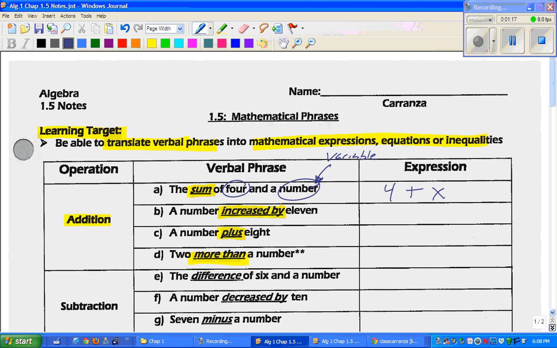Okay? A number increased by 11. A number plus 8. And 2 more than a number. Now, this one has double asterisks next to it because whenever you see the words more than, you have to switch the order. With addition, it's not that big of a deal, but when we work with subtraction, it's huge. So, x plus 2.